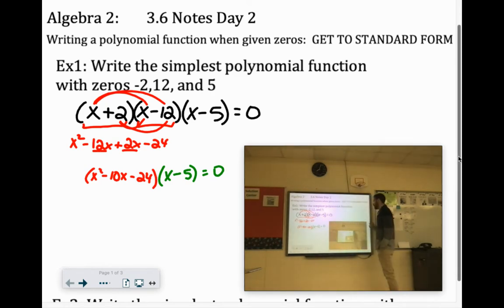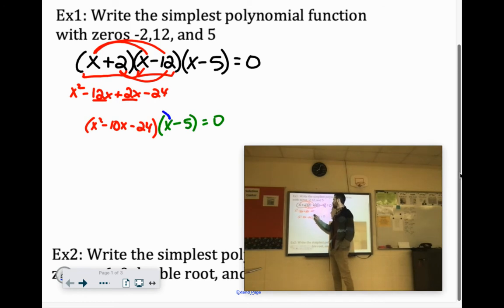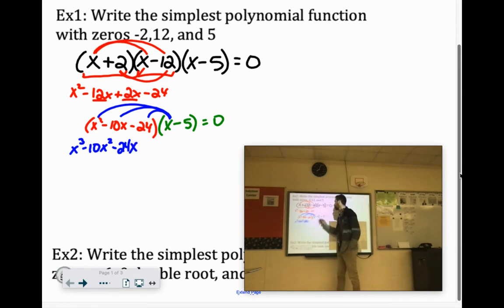So let me scoot down here. Let's get them all with the x first. We're just going to be bumping everything up 1 x. So that would be x to the third minus 10x to the second minus 24x to the first. And now we'll get them all with that -5. So -5x squared, I'm going to put that with my other x squareds. We'll have positive 50x. And -5 times -24 is positive 120.